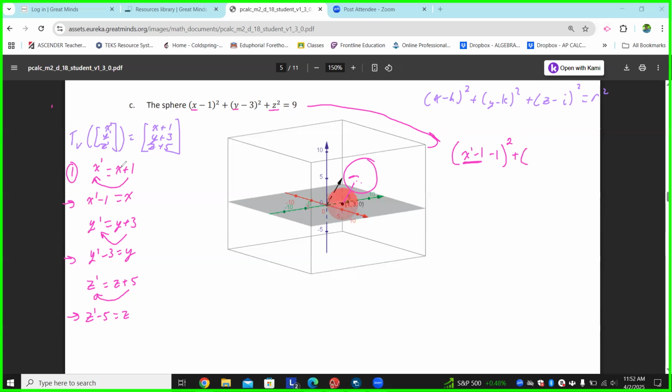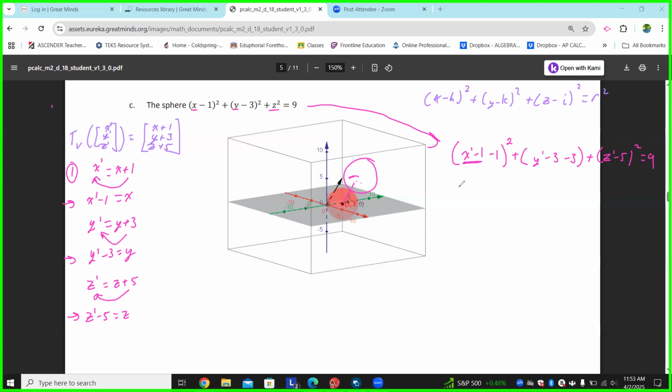Then you take the Y and do the same thing. I'm going to replace Y with Y prime minus 3. Again, there's already a minus 3 there, so it becomes minus 3 minus 3. Plus, I replace the Z with Z prime minus 5. There was nothing else being added or subtracted, so I can just leave it like this. All you have to do now is simplify.